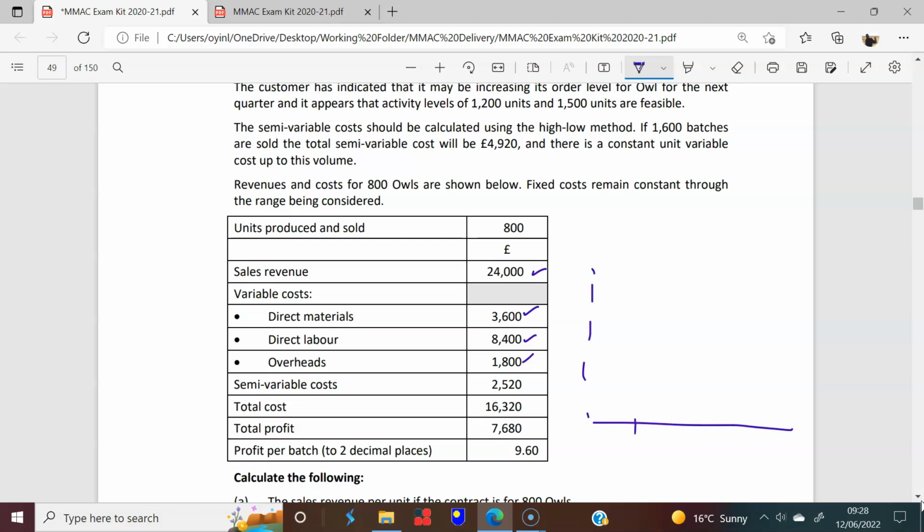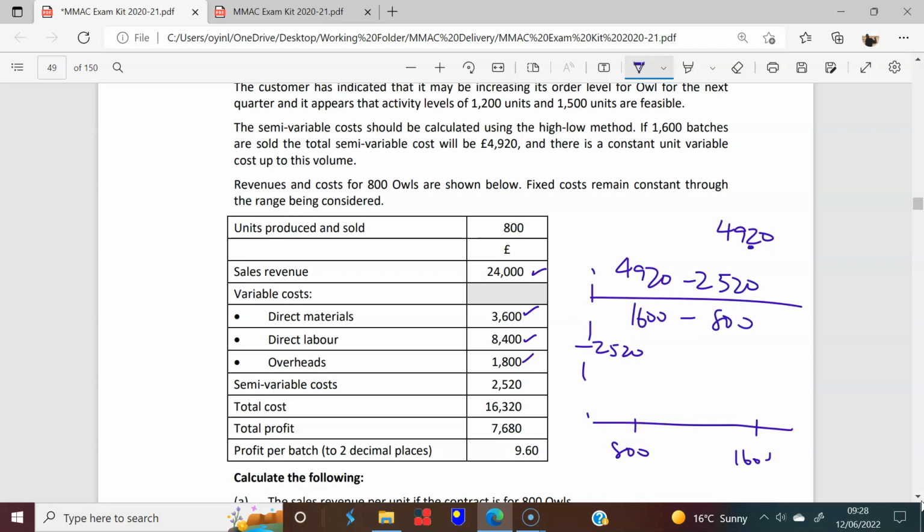Again, we know that when the units are 800, the semi-variable cost is 2,520, and when the units are 1,600, the semi-variable cost is 4,920. So I'm literally saying 4,920 minus 2,520 divided by 1,600 minus 800. That's what I'm doing to find the variable cost per unit. And when I do this, I now take that and plug that in. So let's just quickly do that. 4,920 minus 2,520. That's 2,400, isn't it? Divide that by the 800, and then you have 3 pounds.